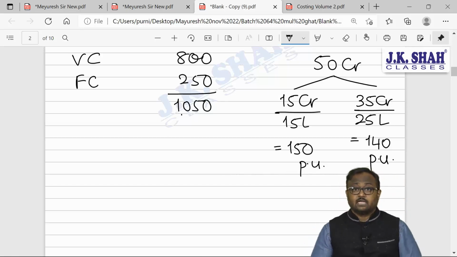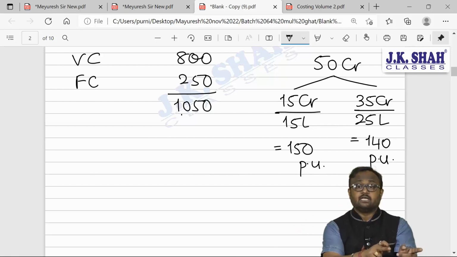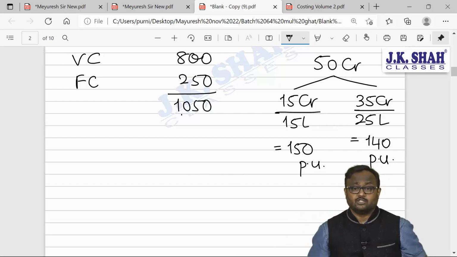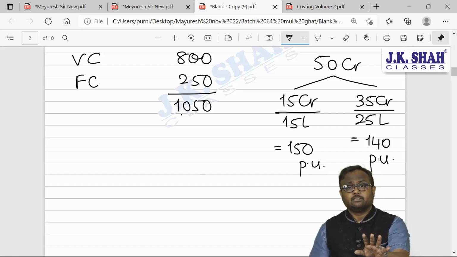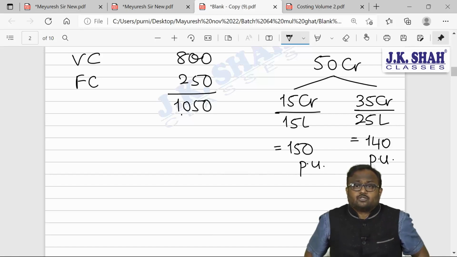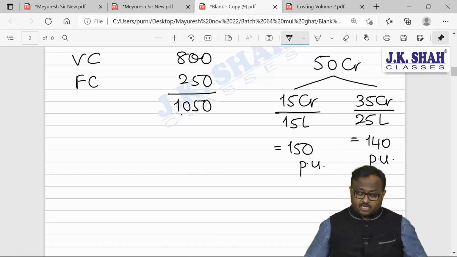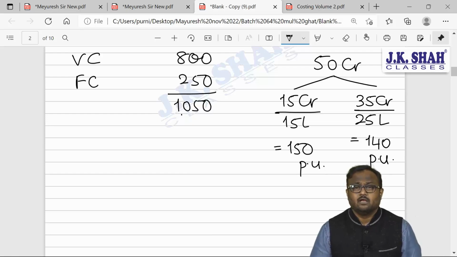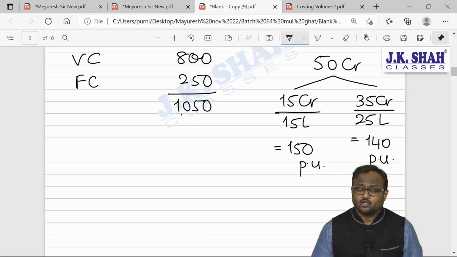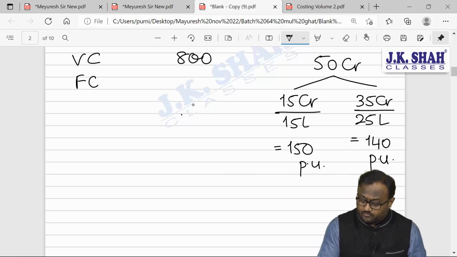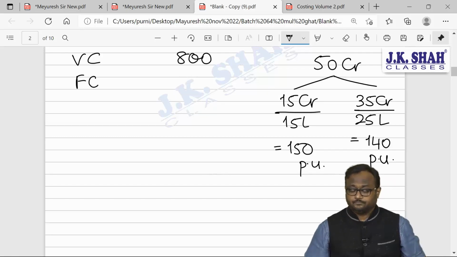Are you realizing this? If I would have utilized the 100% capacity, I would have taken 35 lakhs into consideration. Since I have utilized only 25 lakhs, I will consider fixed cost to be recovered based on 25 lakhs, because I always believe in recovering fixed cost based on the normal production that is happening. So there will be a little change in the calculation.